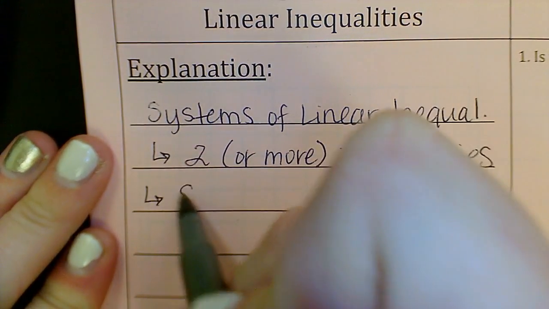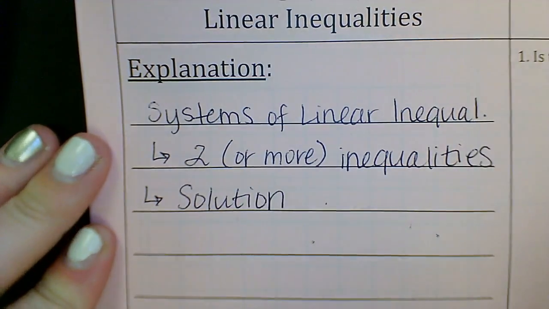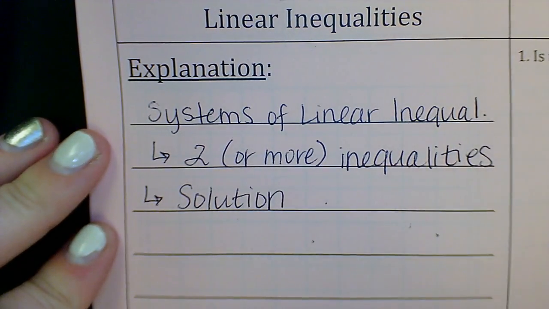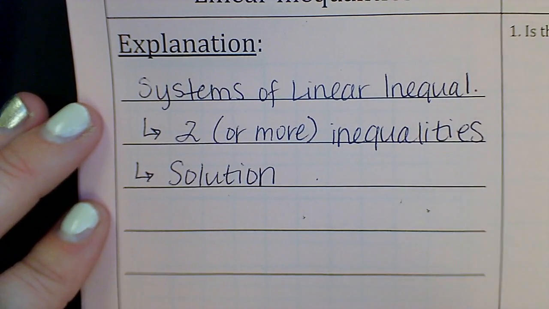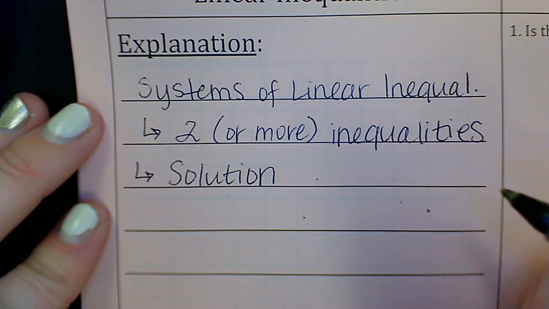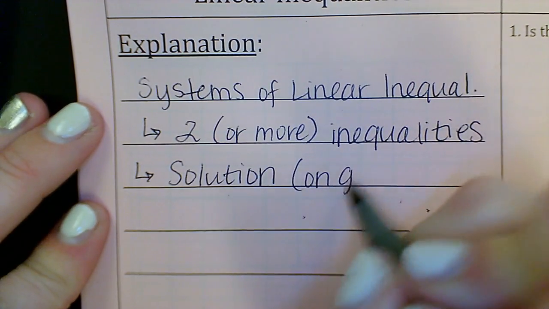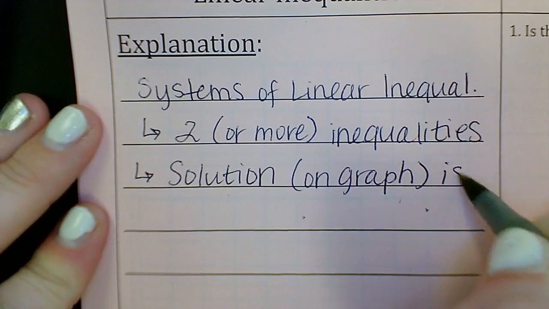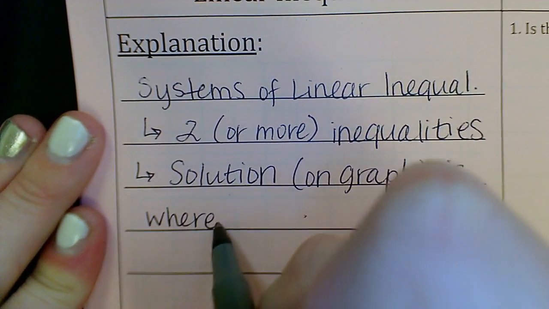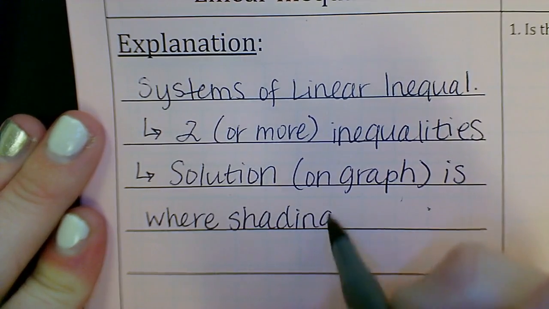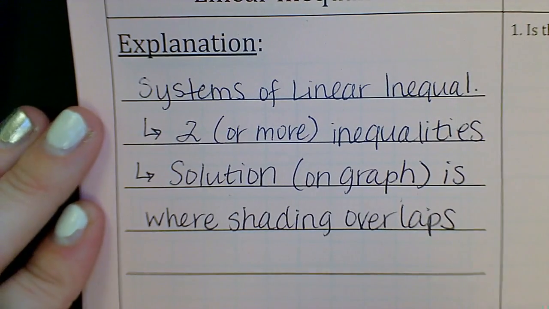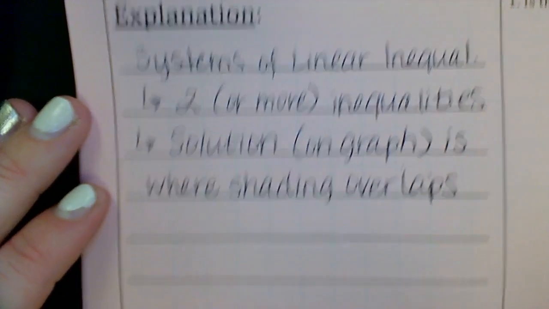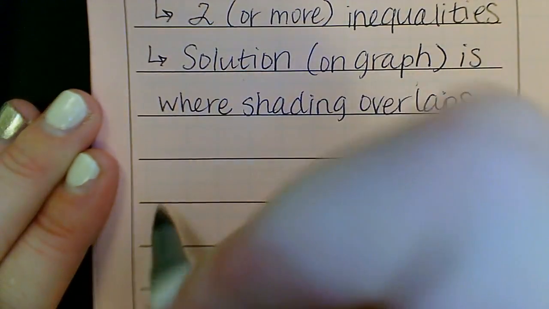The other thing that's a little different is that the solution for a system of inequalities is different than linear, because for a system of linear equations, you're looking for one point that they intersect at. But for inequalities, remember, we have to shade that whole region. So the solution for a system of inequalities is actually on the graph, and it is where the shading overlaps. So again, with the linear inequalities, we are shading, and so we're going to be looking for an overlap in that shading.